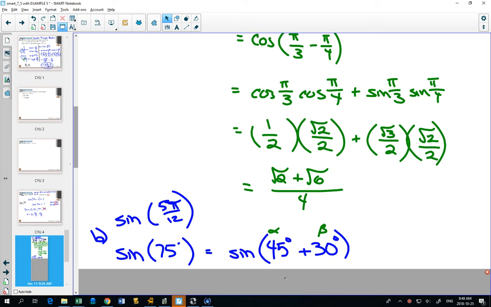We'll do one in degrees. 75 degrees, which is the same as 5 pi over 12. But you wouldn't change it to 5 pi over 12. You would just do this one in degrees. Is there anything on our unit circle that adds or subtracts to give you 75 degrees? Yes. 45 degrees plus 30 degrees.